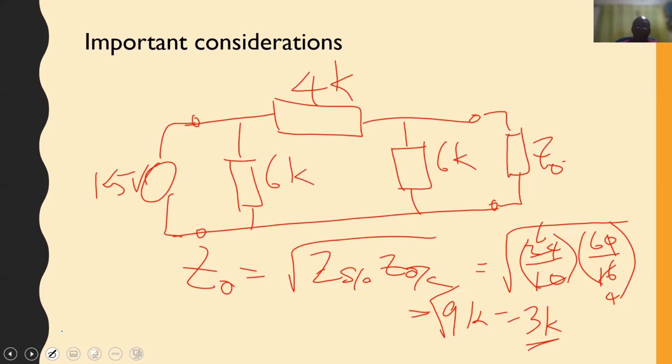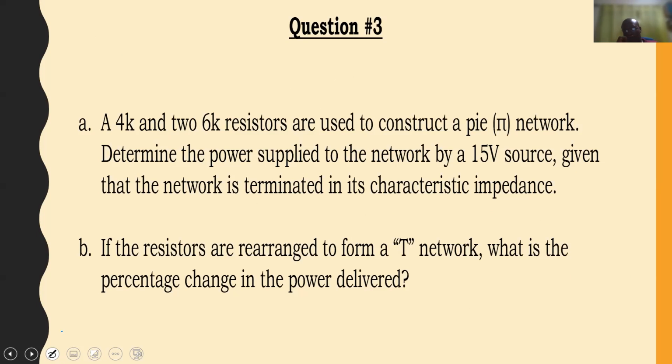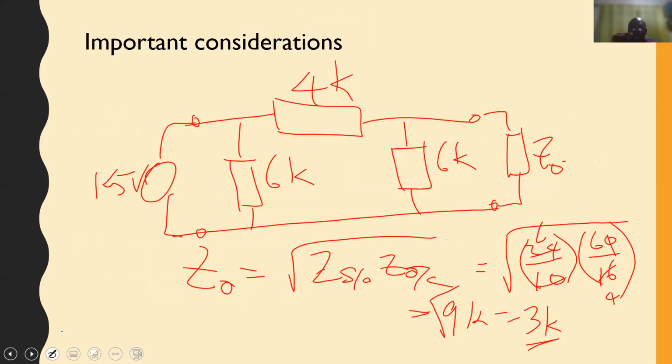Read the question again, because maybe my English is really poor. A 15-volt source, given the network is terminated in its characteristic impedance. Okay, so tell me now, what constitutes a network? Anybody, please help us. Is it the 15 volt source with a 6K resistor and a 4K resistor? All right.